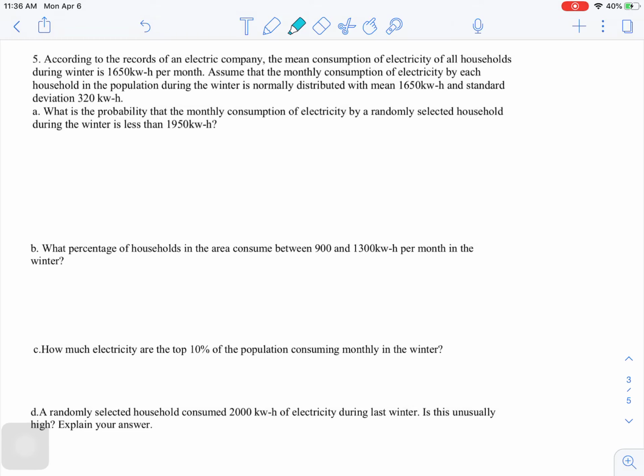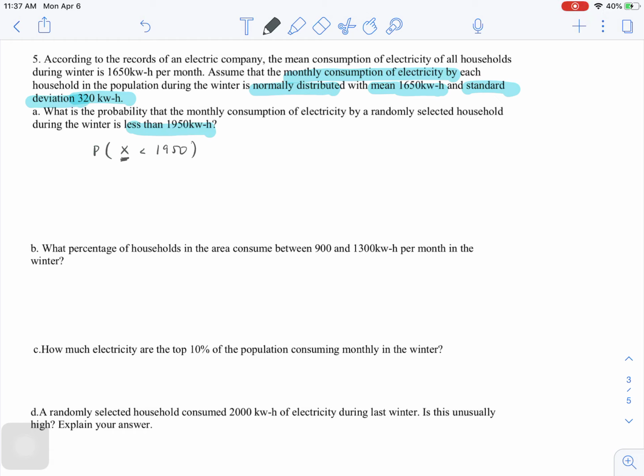Question 5. A random variable is a household's consumption of electricity measured in kilowatt hours. We know that this random variable is normally distributed with a mean of 1,650 kilowatt hours and a standard deviation of 320. For part A, we want to find the probability that our random variable is less than 1950. So we want the probability that a random household will consume less than 1950 kilowatt hours of energy.